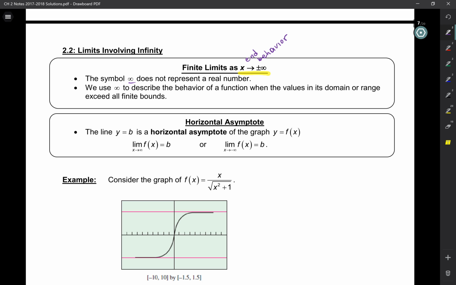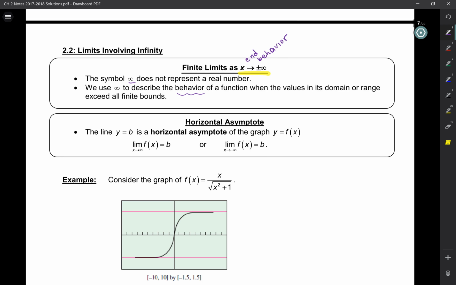What do we use infinity for? We use it to describe the behavior of a function when the values are further than finite bounds. Okay, so like I said before, this is just the end behavior, all right?